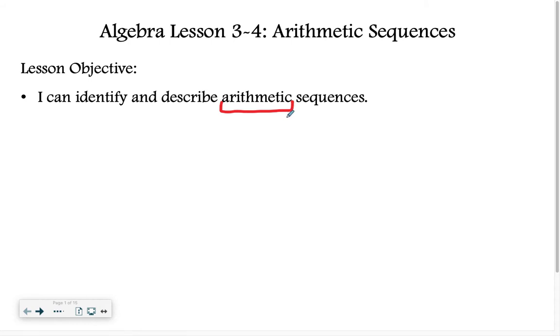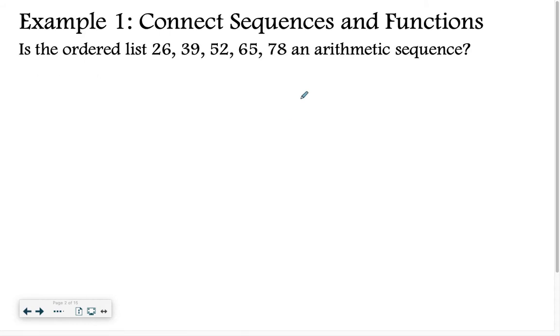Okay, so arithmetic. Example 1, connect sequences and functions. If we look at this ordered list, 26, 39, 52, 65, and 78, we want to know, is this an arithmetic sequence? First of all, let's talk about a little bit of vocab so that we know what this question is asking us.